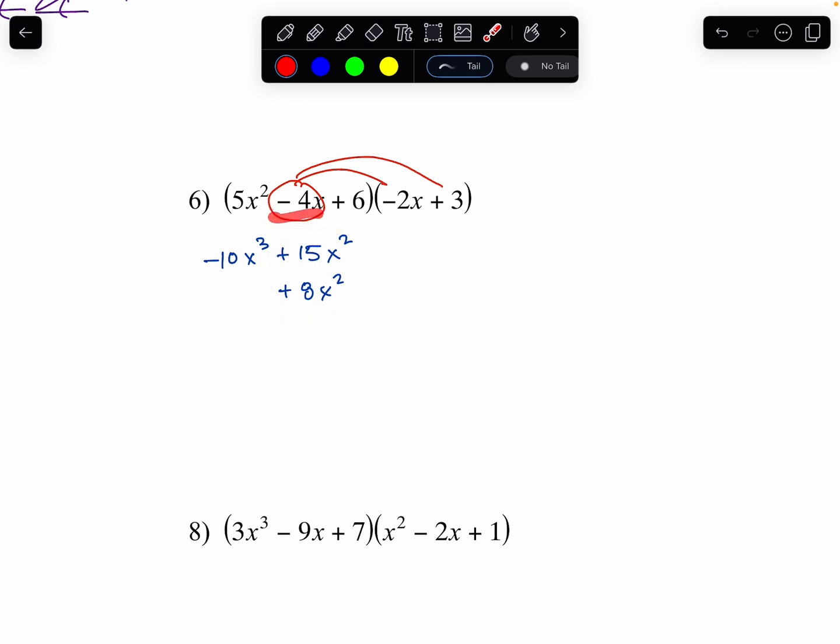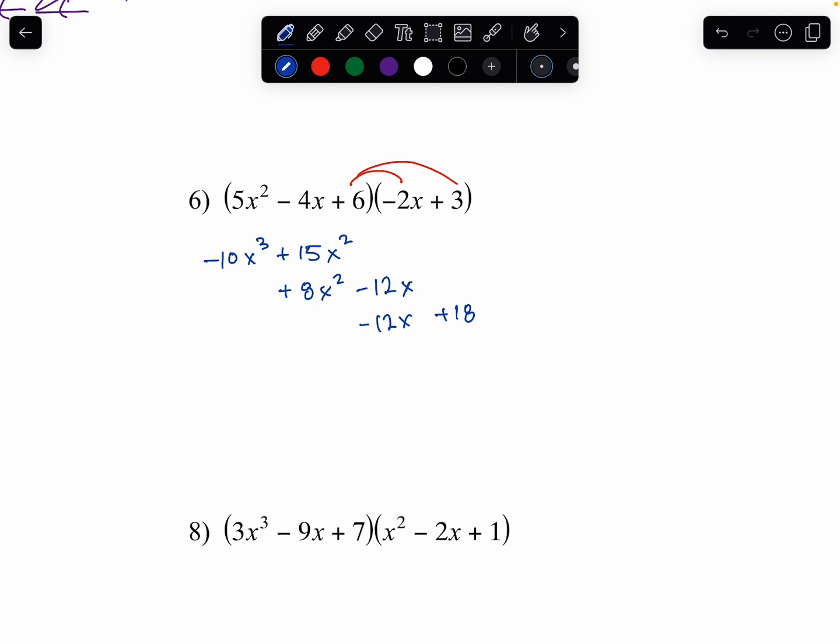And then negative 4x times 3, that's going to give me negative 12x, and that I'm going to put on its own because there's no like terms with other x's in there yet anyways. Okay, and then negative 6 is going to be multiplied here. Positive 6, so 6 times negative 2x is going to be negative 12x. So I'm going to stack that with this one right here. And then 6 times 3 is going to be positive 18, and that doesn't stack with anything.